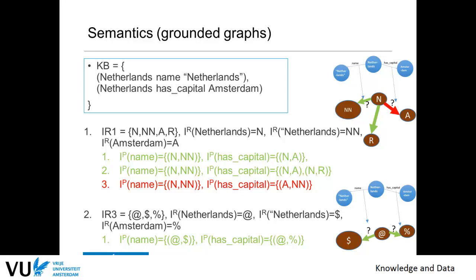The one we have with the weird vocabulary, the at sign and the percentage sign, is a model. Because if we translate it again, there is the translation of Netherlands and the name Netherlands. Netherlands was the at sign, Netherlands in quotes was the dollar sign, and exactly there is a name relation between these two objects in our interpretation. So that one is satisfied. And Amsterdam is represented as a percentage sign. Netherlands is the at sign. So we have the relation Netherlands has capital Amsterdam in the interpretation of the has capital relation. So basically, the green ones are models and the red one is not a model.